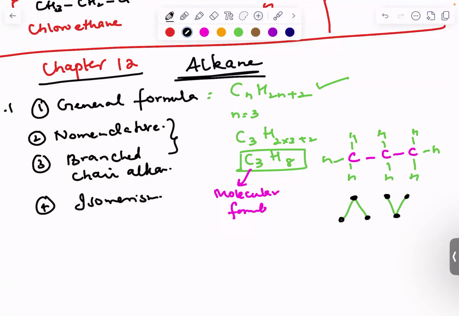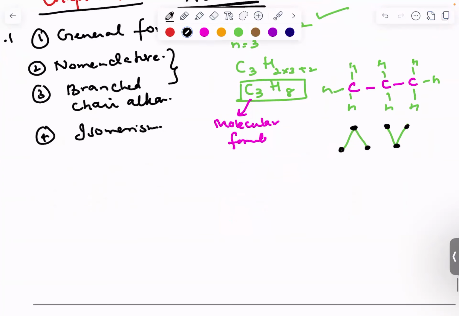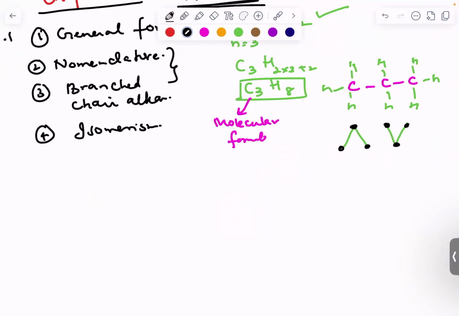Good. And can you name any branched alkane? 2-methylpropane. Well done, well done. So I'm going to write 2-methylpropane.